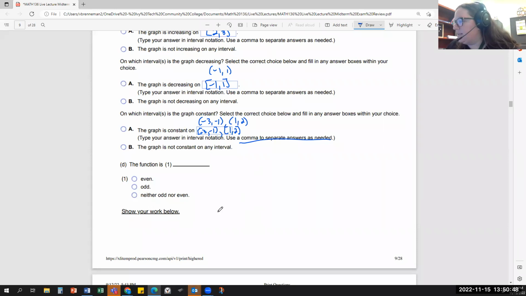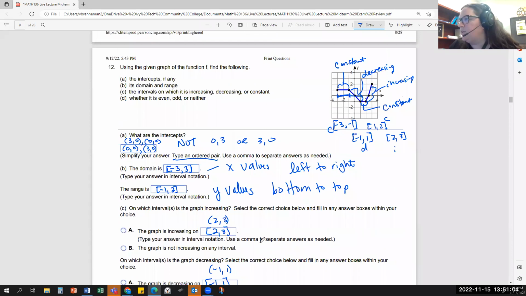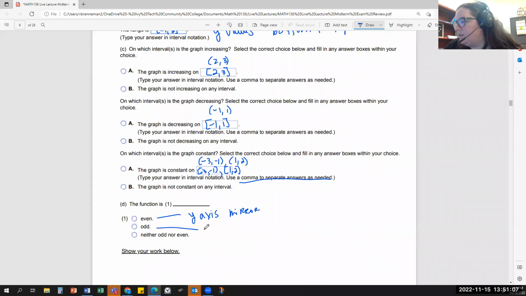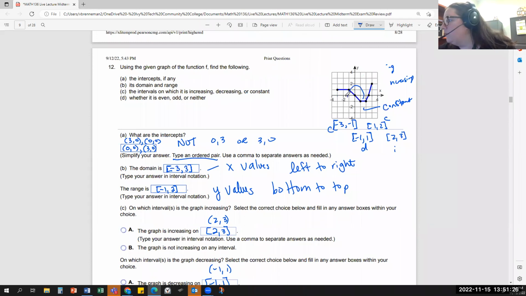Sorry, the last piece on this then is even, odd, or neither. Even is going to look like the y-axis is a mirror, with both sides on either side of the y-axis. We don't have that on this graph. Odd, the origin is going to be a center of rotation. So we would have to have the whole thing rotated.